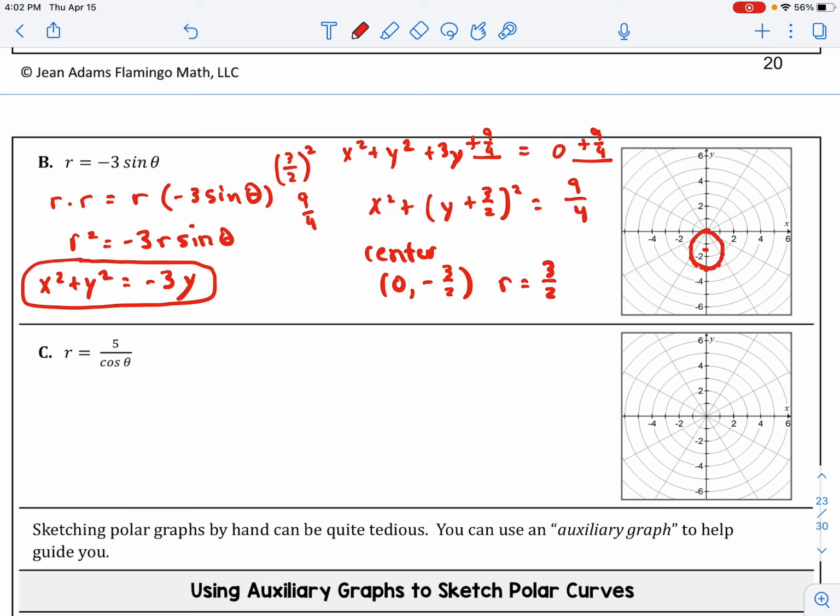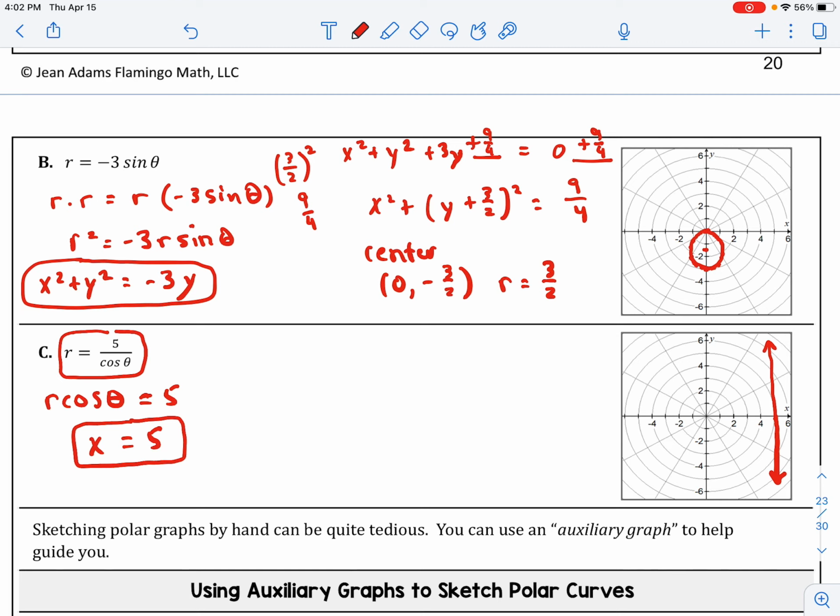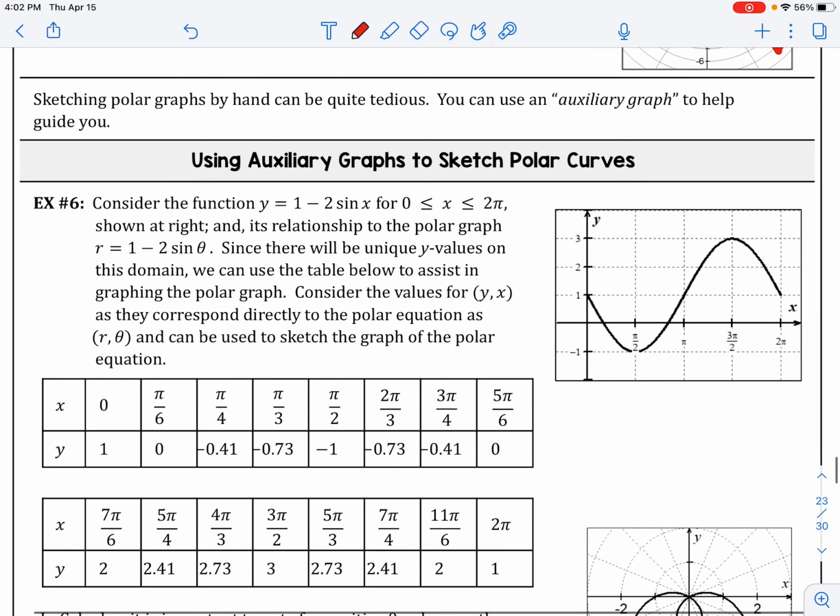And then r equals 5 over cosine. What do you think we would do with that? Multiply by cosine, you think? And then r cosine theta is x. So this is going to be a vertical line going through 5. So that is what this is. If I put it into polar coordinates, it's also what this is.